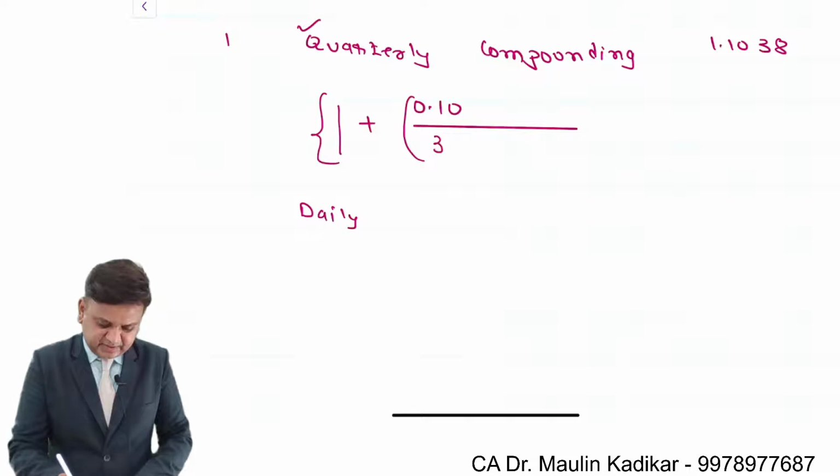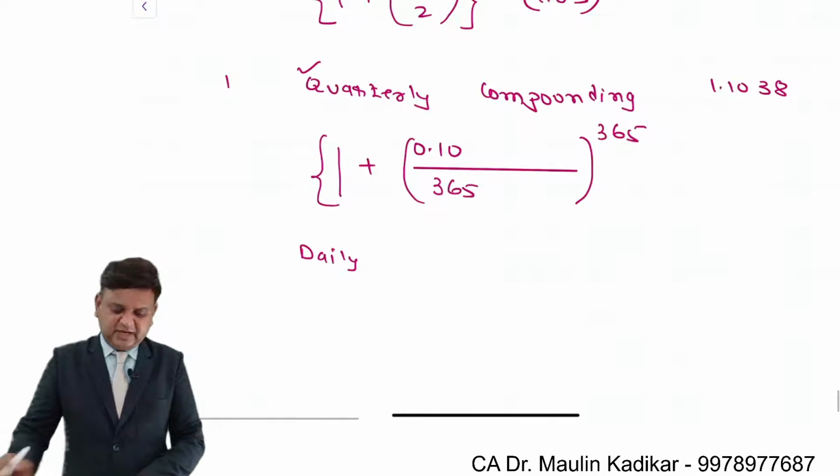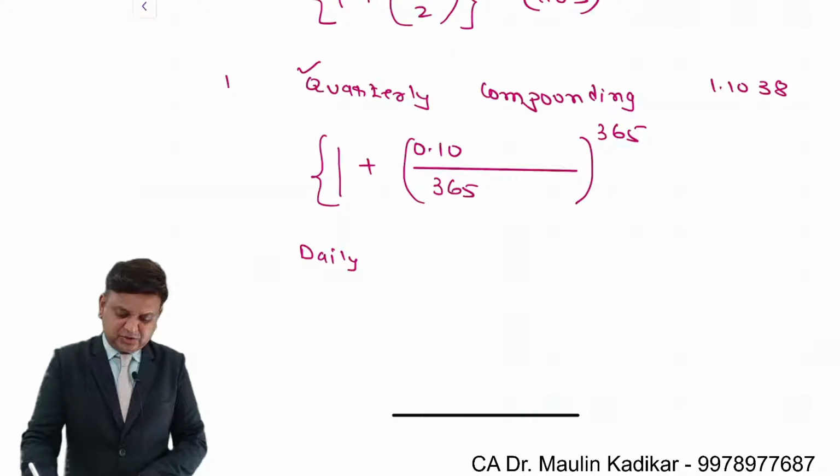So it is divided by 365 raised to 365. This is the way we will calculate the maturity amount of the deposit if the interest is on a daily compounded basis.